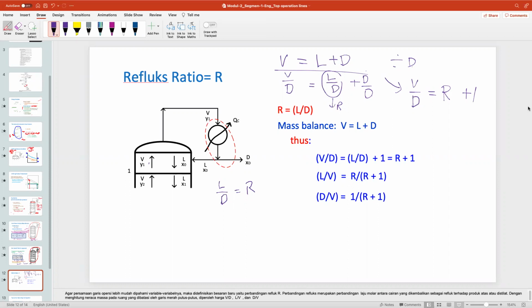we can just adjust the valve to regulate the reflux ratio, make it bigger or make it smaller. Okay, so then we have this equation. And then let's go back to the equation from earlier.